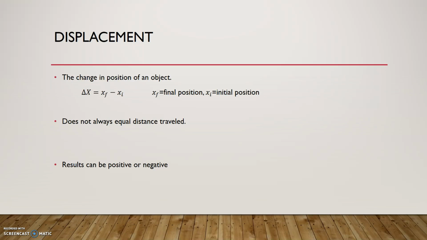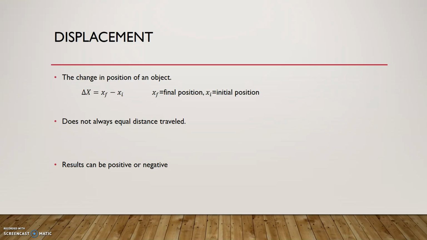So to solve a displacement equation, we would need the starting point of the object and the final finishing point of the object. And by subtracting the two, we will then get displacement. Displacement is not always equal to the distance the object travels.